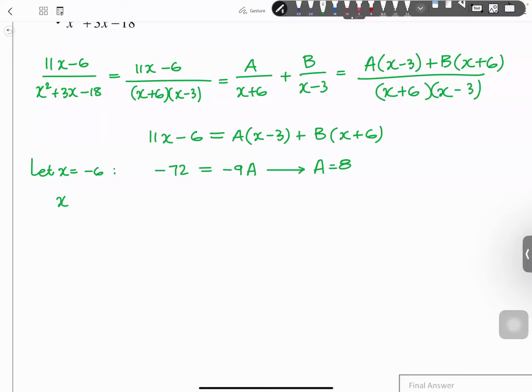I'm also going to follow your advice. I'm going to let x be equal to 3 and do this again. So 11 times 3 is 33 minus 6, so that's equal to 27. 3 minus 3 is 0A. 3 plus 6 is 9B. So here, if I divide both sides by 9, B is equal to 3.